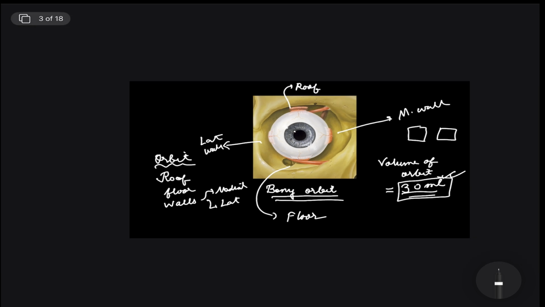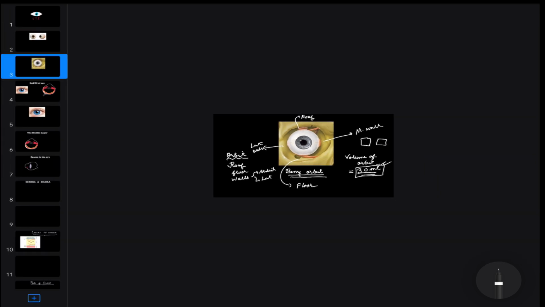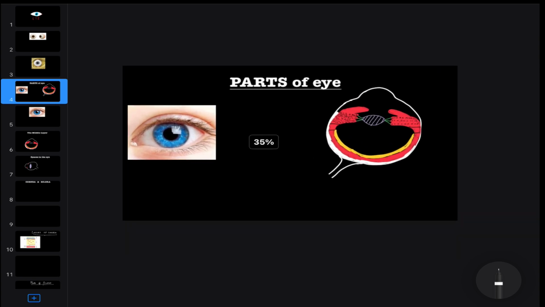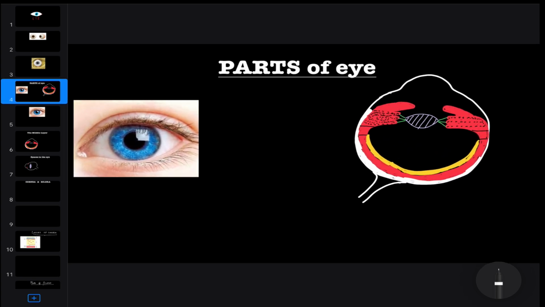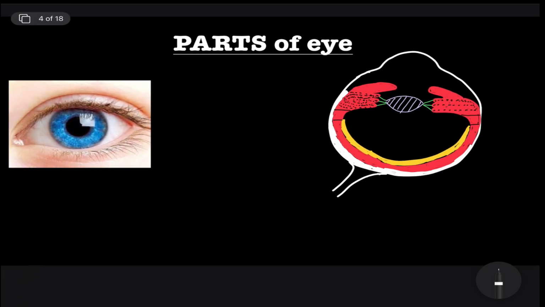Done? Done. Now, let's come to the more interesting sections of the anatomy, which is what are the parts of the eye. So what are we seeing here in this image that I've already drawn here? It's not a very good image, but I think it will get our job done.